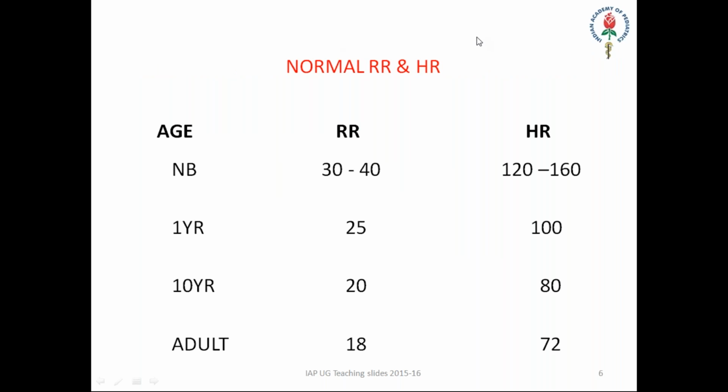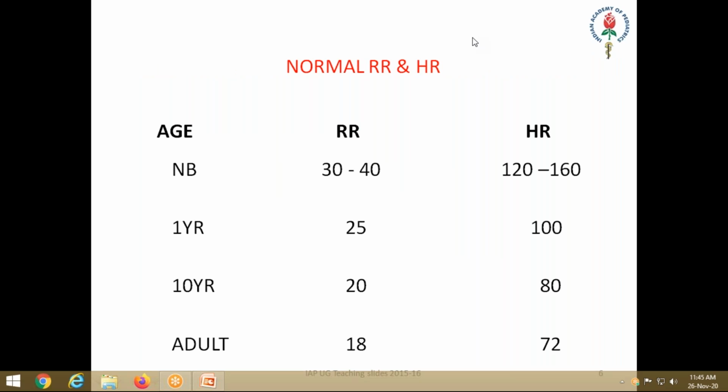So what are the normal respiratory rate and heart rate? Non-respiratory causes of respiratory distress are usually serious causes and metabolic causes. First we will see the normal respiratory rate and heart rate according to age. In a newborn, it is 30 to 40 respiratory rate, 1 year 25, 10 year 20, adult 18. And heart rate newborn 120 to 160 is normal, for 1 year 100, 10-year-old child 80, and adult 72. These are the normal heart rates and respiratory rates in a child.